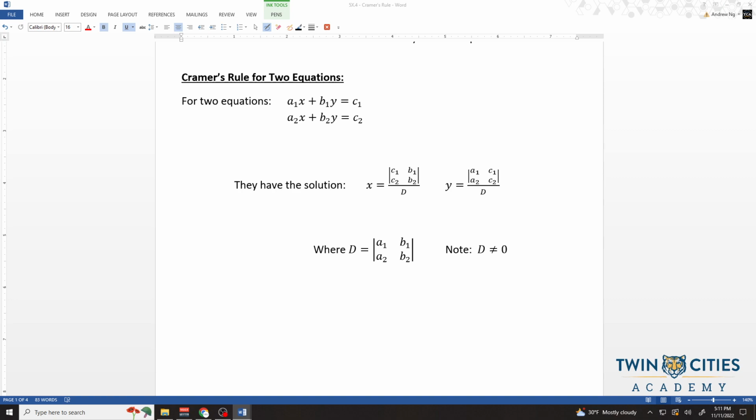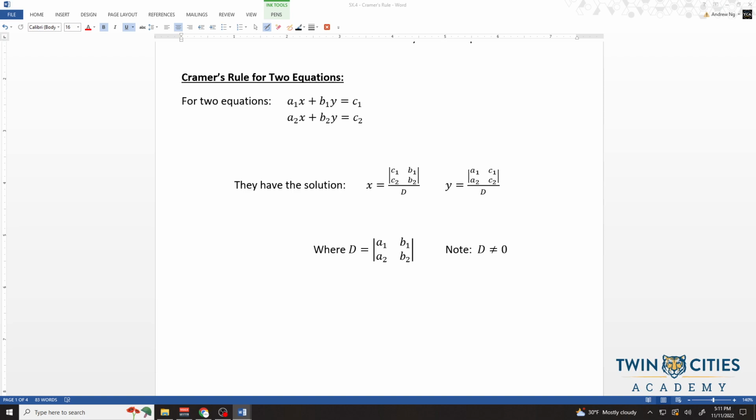So my a's here are going to be my coefficients on my x. a1 is going to be how many x I have in my first equation. a2 is going to be how many x's I have in my second equation. The same is going to be for b's, for y. So how many y do I have in my first one? How many y do I have in my second one? And then c is just going to be some constant number that this is equal to. So c1 over here, c2 for equation 1 and 2 respectively.